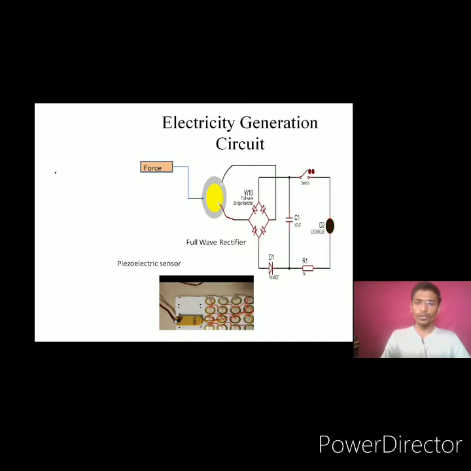When force is applied on this piezoelectric disc, the discs are connected in this way. Here the piezoelectric sensors are connected in series and parallel connection to produce a large voltage. Then when the force is applied on this piezoelectric plate, the voltage is generated across it, and it goes to the full wave rectifier circuit. This full wave rectifier circuit converts the AC voltage into DC voltage, and this constant DC voltage is required to glow the LEDs.